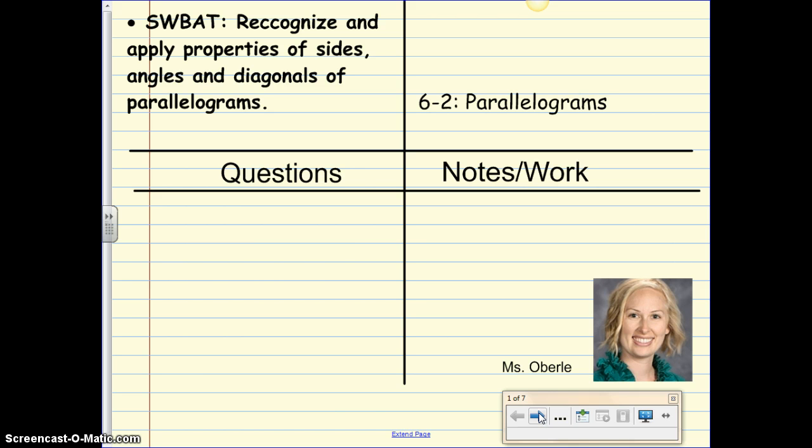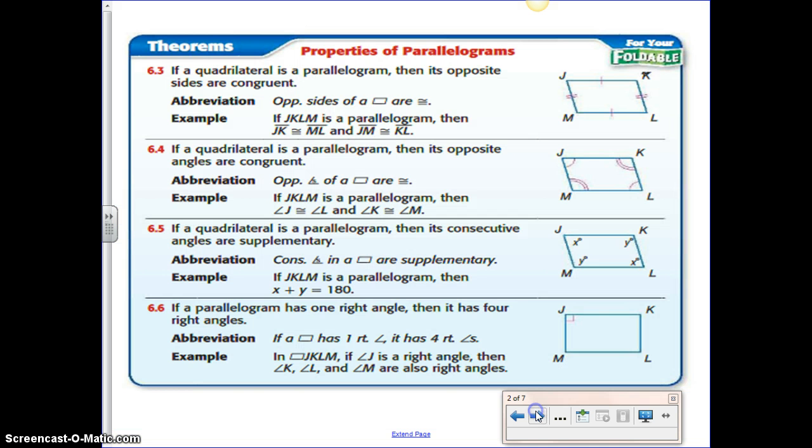By the end of this lesson, you will be able to recognize and apply properties of sides, angles, and diagonals of parallelograms. Let's start with some of these properties. First of all, if you know that something is a parallelogram, then you know opposite sides are congruent. If you know that a quadrilateral is a parallelogram, then you also know opposite angles are congruent.